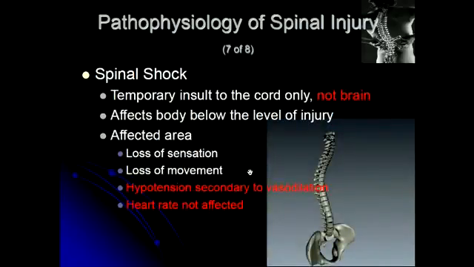Now let's talk about spinal injuries that also can lead to physiological problems. Spinal shock is an insult to the cord only, not to the brain, and it affects the body below the level of injury. It can affect sensation and movement, but they typically also get hypotension because the patient then vasodilates. They lose their ability to constrict their blood vessels, they dilate, the fluid goes out of their blood vessels into their extremities, and because of that they get hypotension. Key thing here for spinal shock is the heart rate is not normally affected.